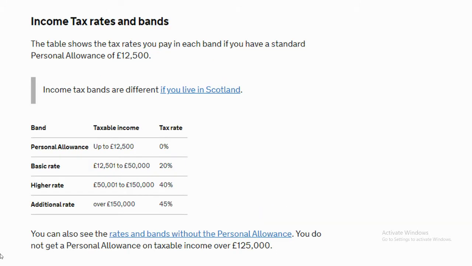Tax rates. So depending on how much you earn, you'll have to pay different rates of tax. So you can see down here, as I've just discussed, up to £12,500, you don't pay any tax. You have a basic rate, so between £12,500 and £50,000, you pay 20%. Higher rate of tax is £50,000 up to £150,000, that you have to pay 40%. And then above that, you have to pay 45%. Also note that over £125,000, you don't get a personal allowance.